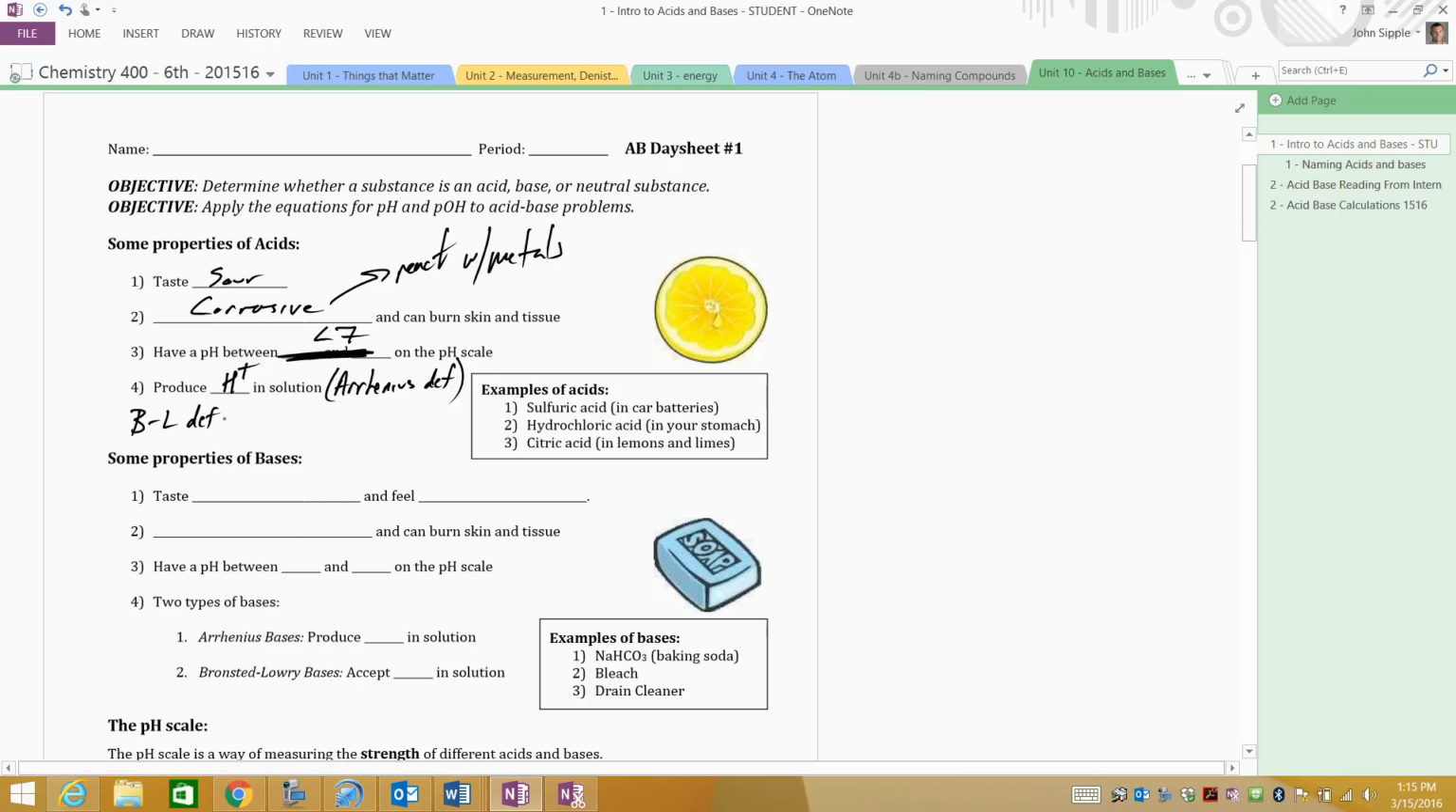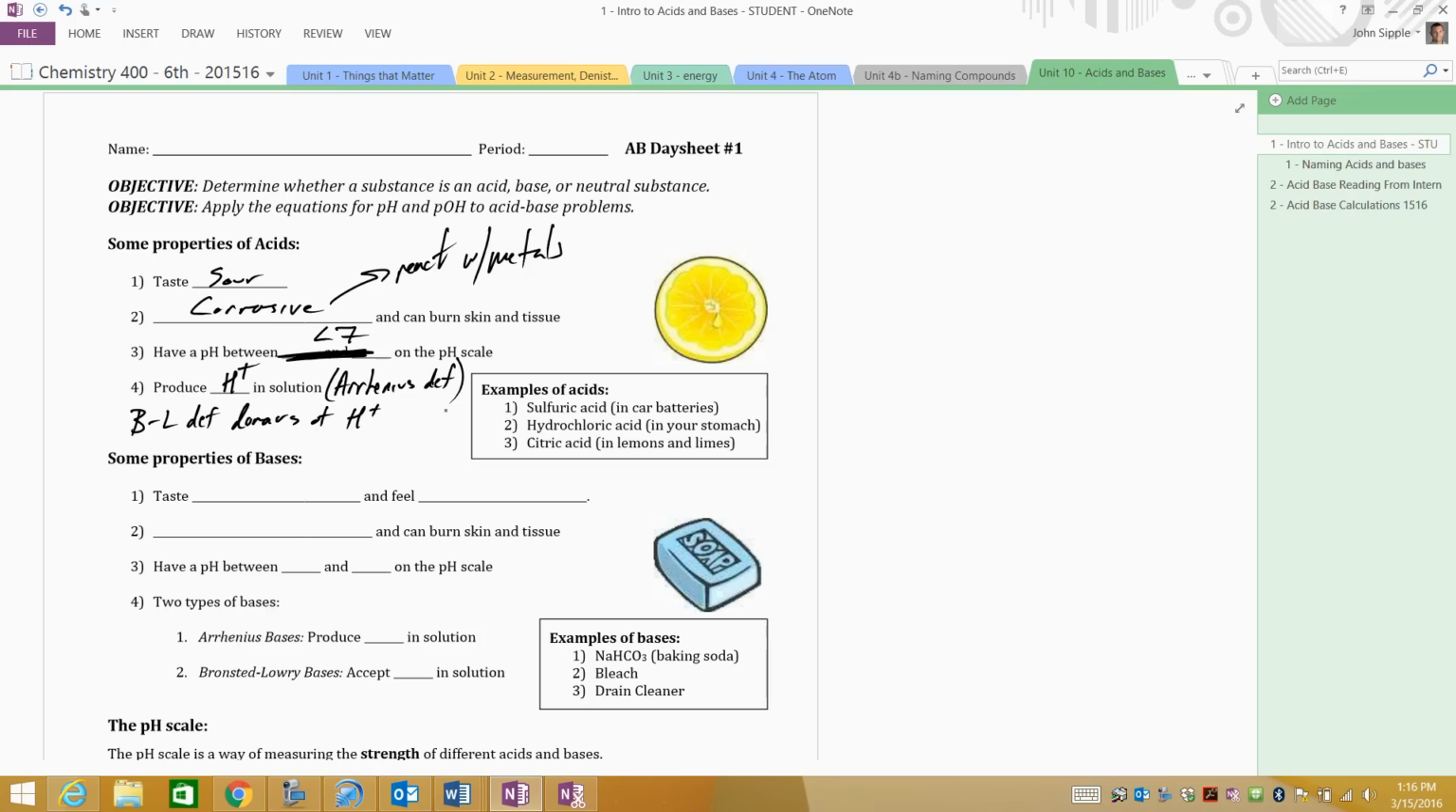Okay, there's the Bronsted-Lowry definition as well, and that's where those substances are going to be donors of H+. We'll talk about that a little bit more probably tomorrow or the next day during pH calculations, but ultimately Arrhenius' definition works really good here. Any other properties of metals that we should talk about? Or properties of acids?